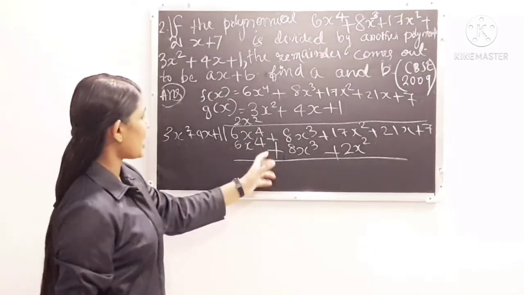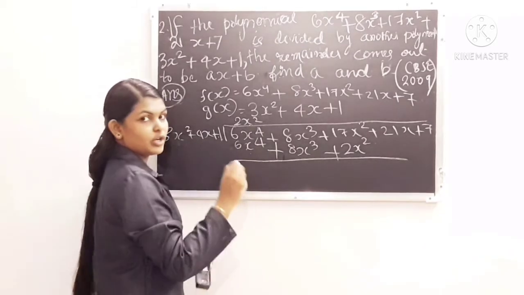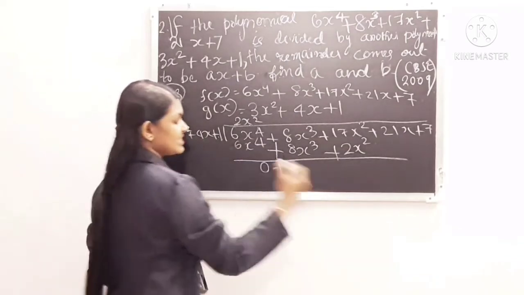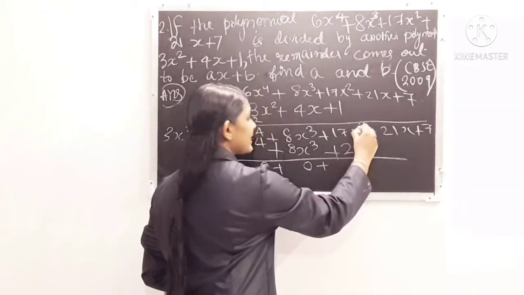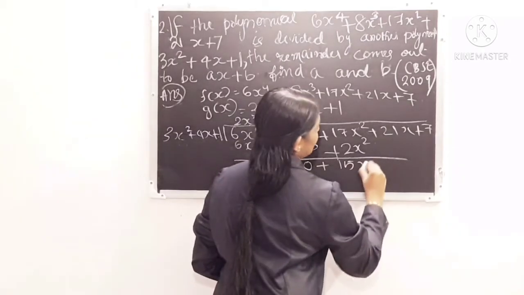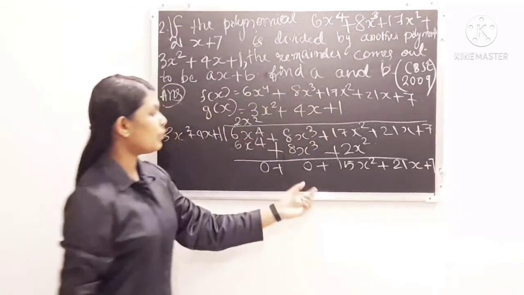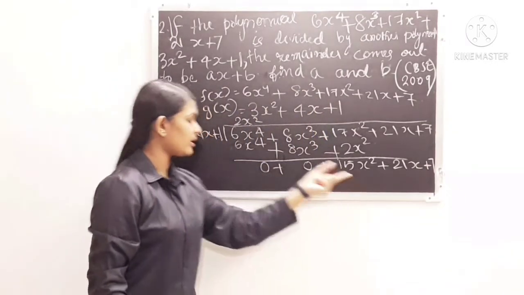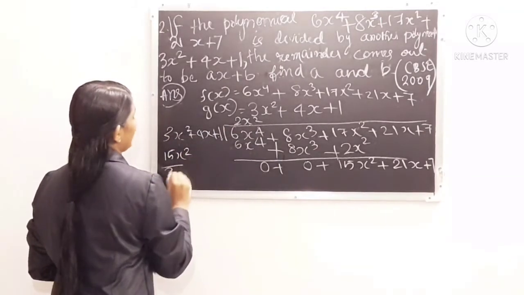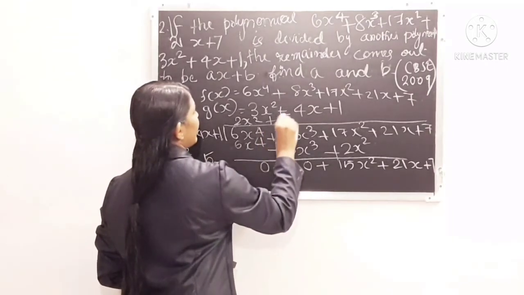Now we have to subtract. 6x raised to 4 minus 6x raised to 4 is 0, plus 8x cubed minus 8x cubed is again 0, plus 17x squared minus 2x squared is 15x squared, plus 21x plus 7. Now we have to divide this 15x squared by 3x squared. 15x squared divided by 3x squared gives the answer 5. So plus 5, we write the number 5 here.